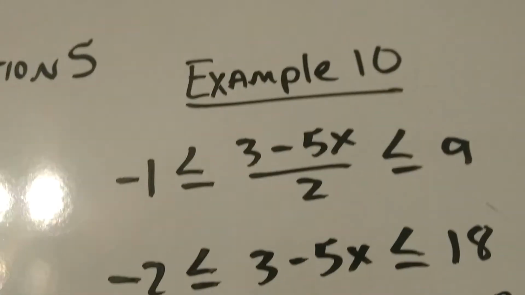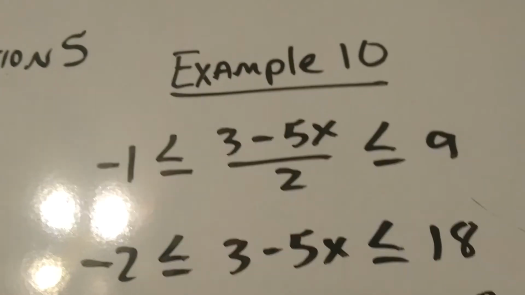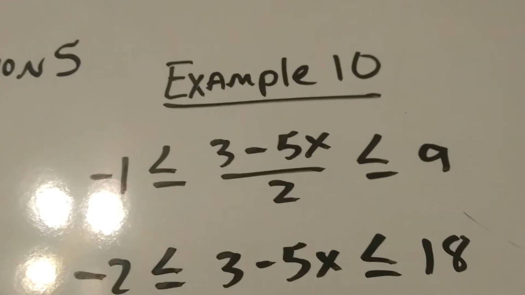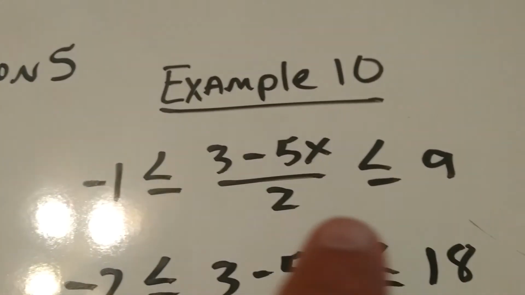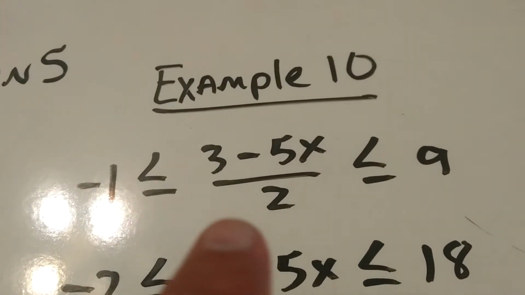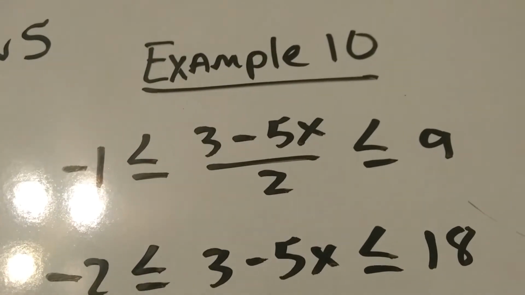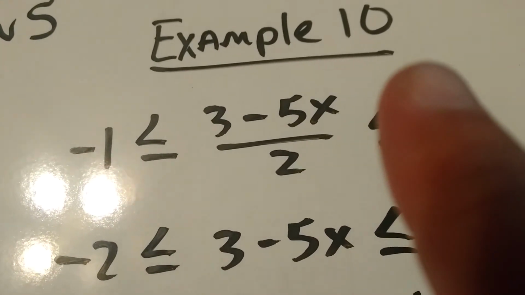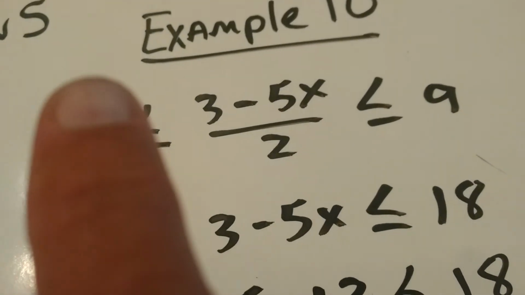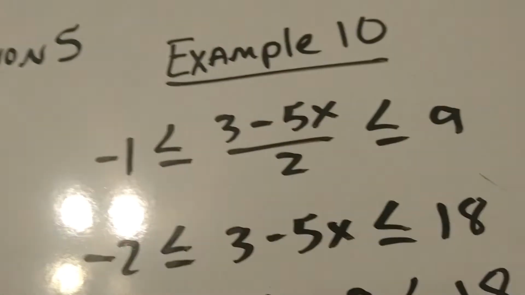Here's example 10 in your textbook. This one is sometimes referred to as a compound inequality. What happens here is we actually have two inequalities. If I were to block this off, there's the one inequality, and if I were to come over here and block this off, there's the other inequality. But we're going to solve them together.